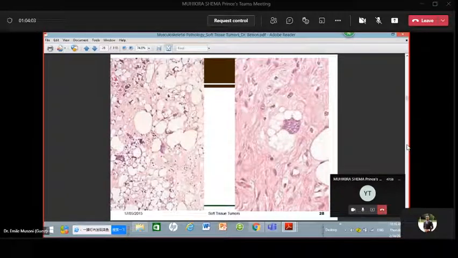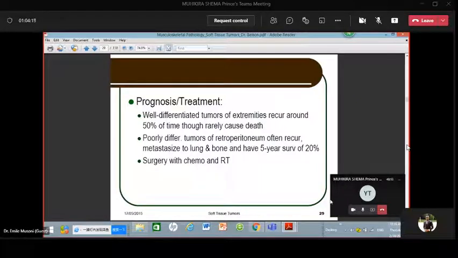This one is the well differentiated liposarcoma. This one you can confuse with the lipoma. You have to pay attention to it. This well differentiated tumors of extremities recur and around 50% of those cause death. Poorly differentiated or retroperitoneal ones often recur and metastasize to the lung, bone, and they have a 5-year survival of 20%. The treatment is surgery, combined with chemotherapy and radiotherapy.